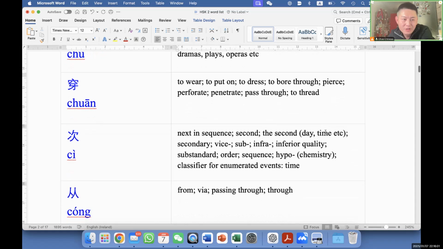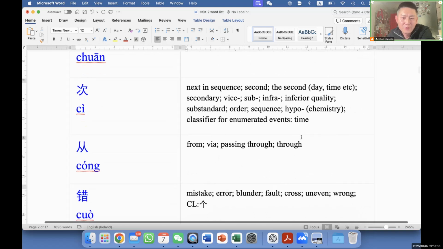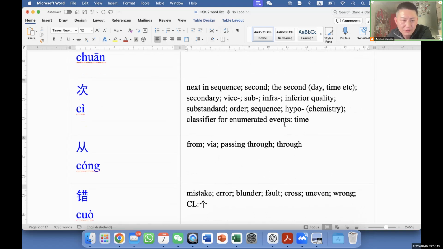And 次 is a time, like one time, once, twice, 一次, 两次. Classifier for events, no problem.